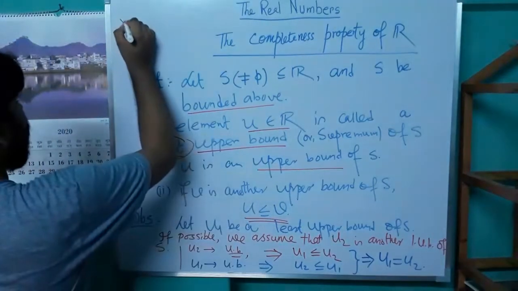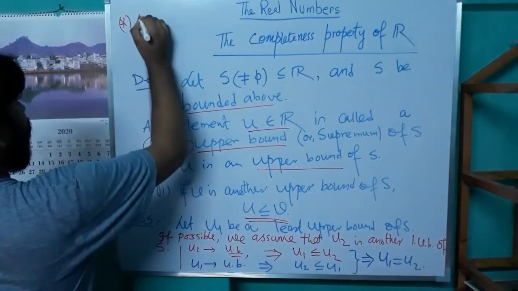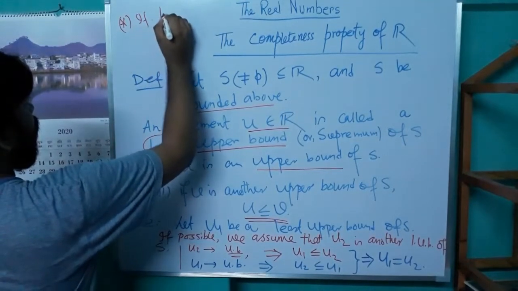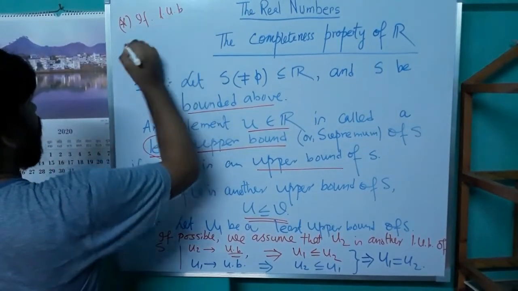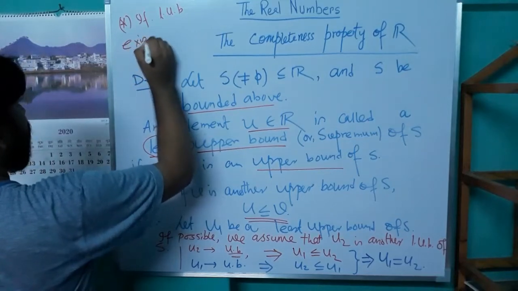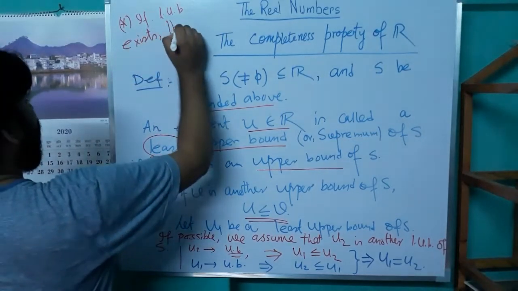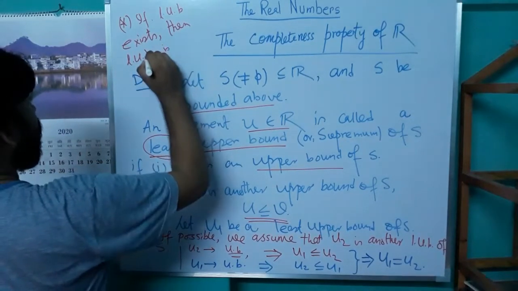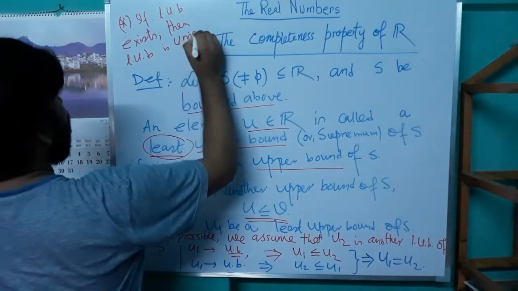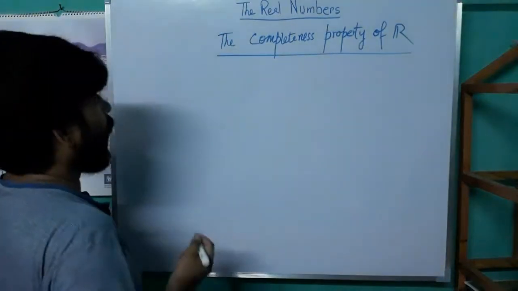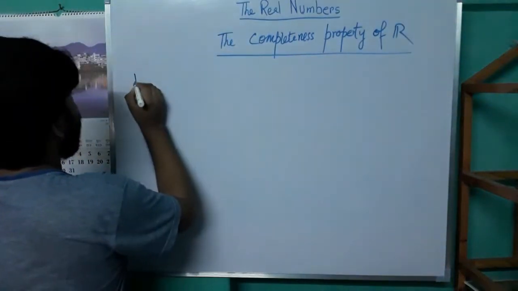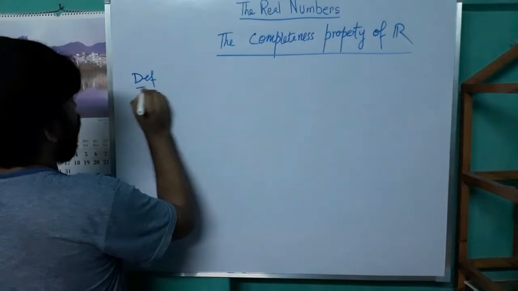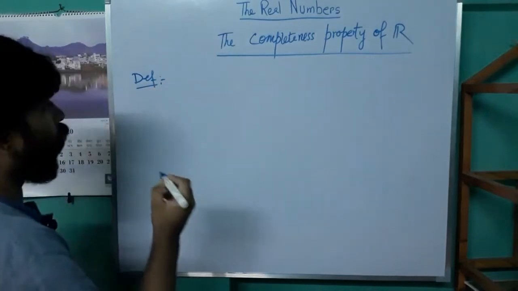So observation: if the least upper bound exists, then the least upper bound is unique. Okay. So next we define the greatest lower bound.